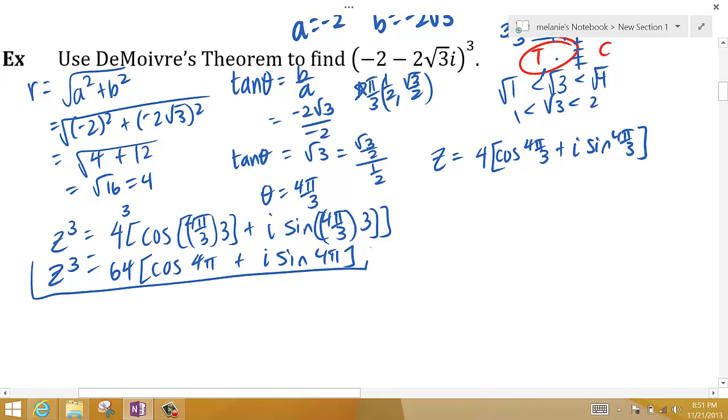I can write it this way if I want to leave it in the trig form. But let's actually simplify it. So z cubed is 64 times cosine 4 pi, which is 1, plus i sine 4 pi, which is 0. So I get 64.